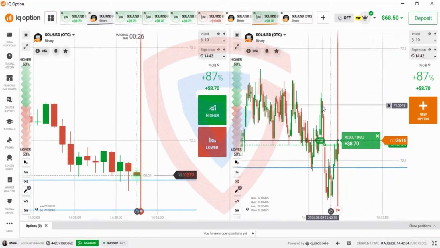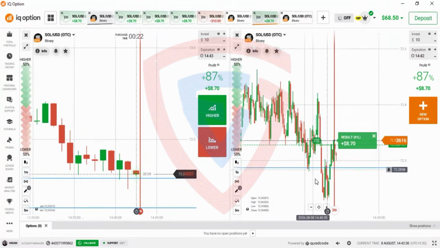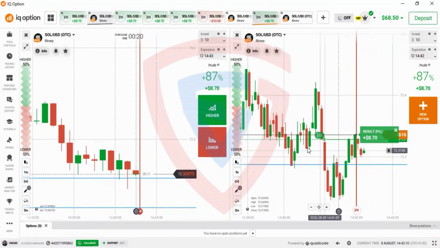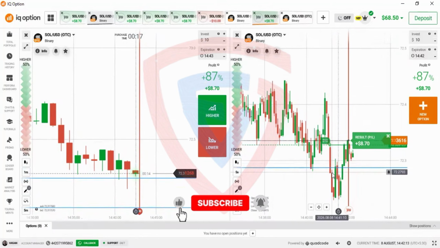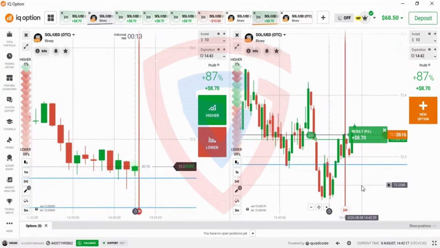So because the market made a new high, it is the strongest point. The market reversed many times from this point. That's why I placed my trade here without confirmation. But sometimes you need to take confirmation also, because if you take confirmation, then that will be good.